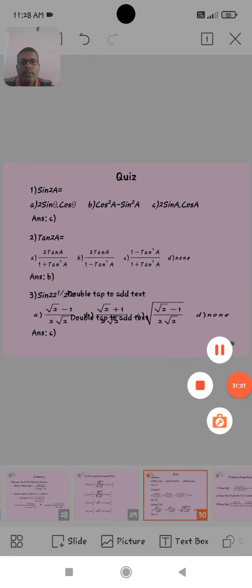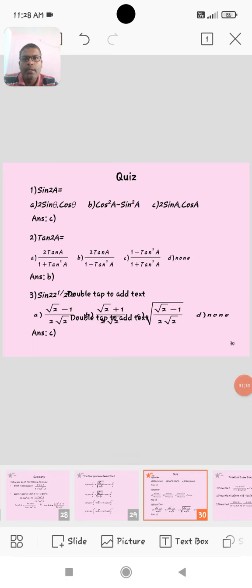Okay, now we go to the quiz. Sin 2A. What is the formula of sin 2A? 2 sin A into cos A. Here option A is given, B is given, C is given. What is the suitable answer? C is there, then we get 2 sin A cos A. Second question, tan 2A is equal to 2 tan A by 1 minus tan square A is the answer. The option B is the answer. Third question, sin 22 and a half value. What is the answer? C is there, square root of (2 minus root 2) by 2. Okay.